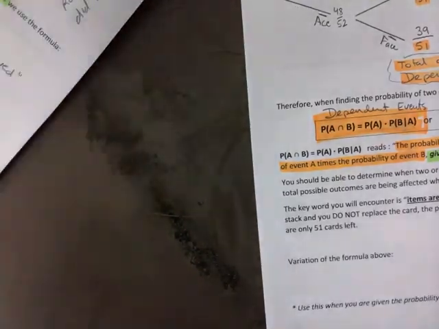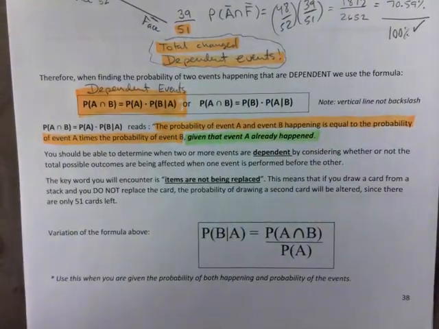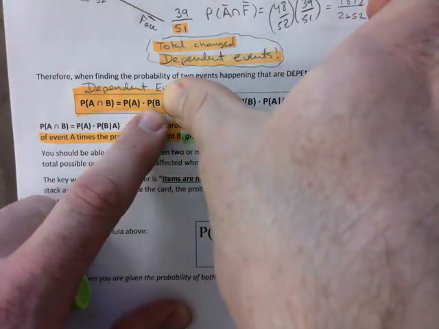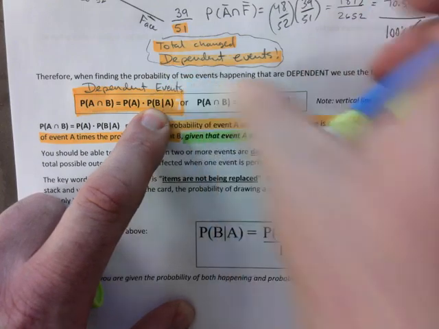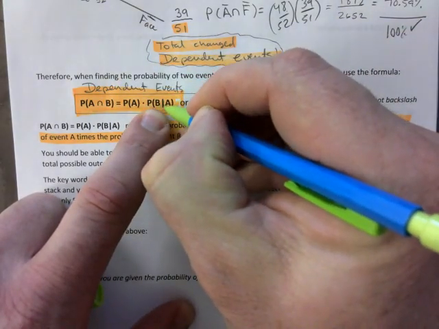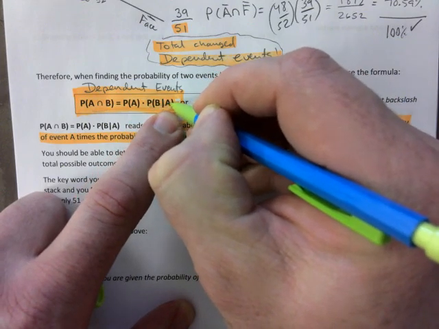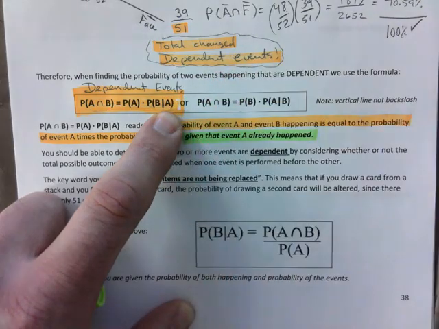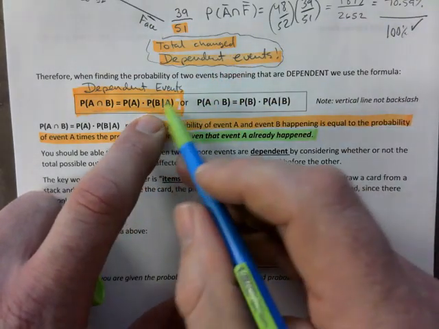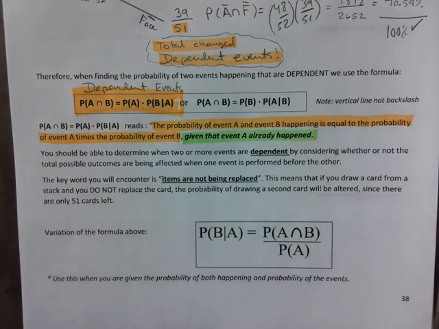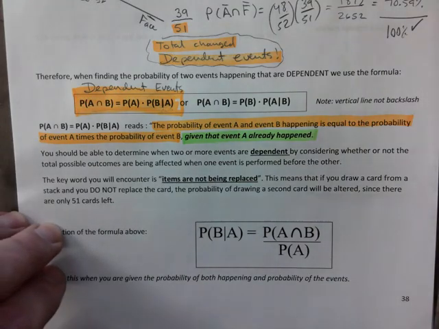But if it's dependent, we use this weird notation right here. Not probability A and B like it used to be, but now we have this vertical bar saying probability of B given that A has happened. This is an indication that something has happened and has affected this one. Maybe I'll just go into more examples and then we'll figure it out from there.